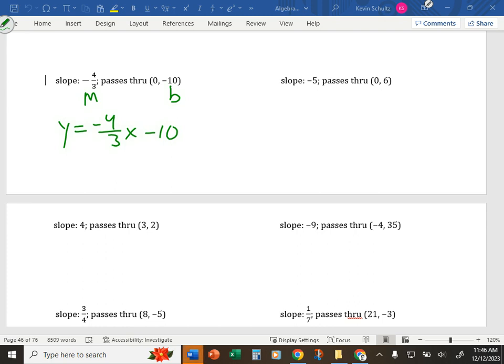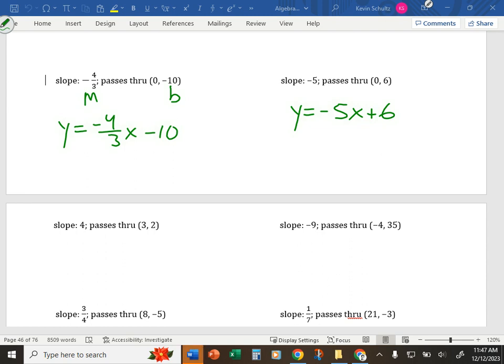Who can give us the last one? Nolan. Y equals -5x plus 6. Again, slope given to you, y-intercept given to you, it's hidden, but knowing that x value is 0, then the y value will be the y-intercept.